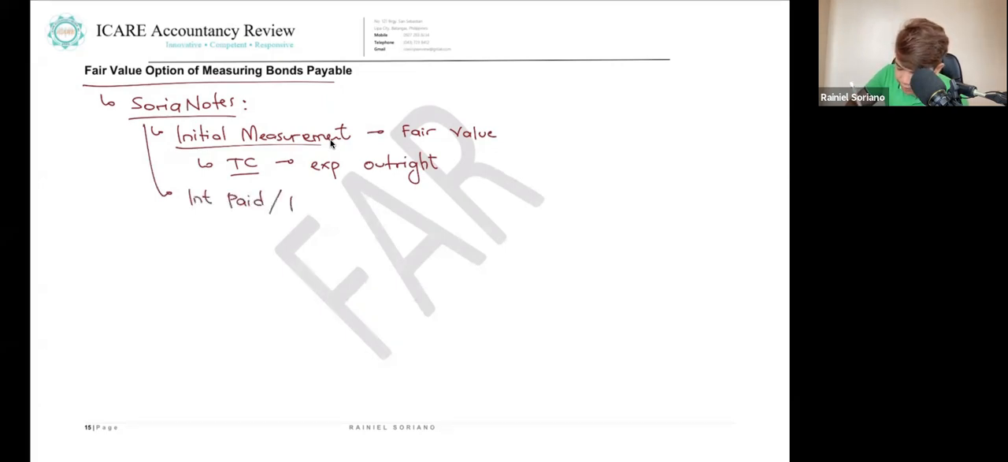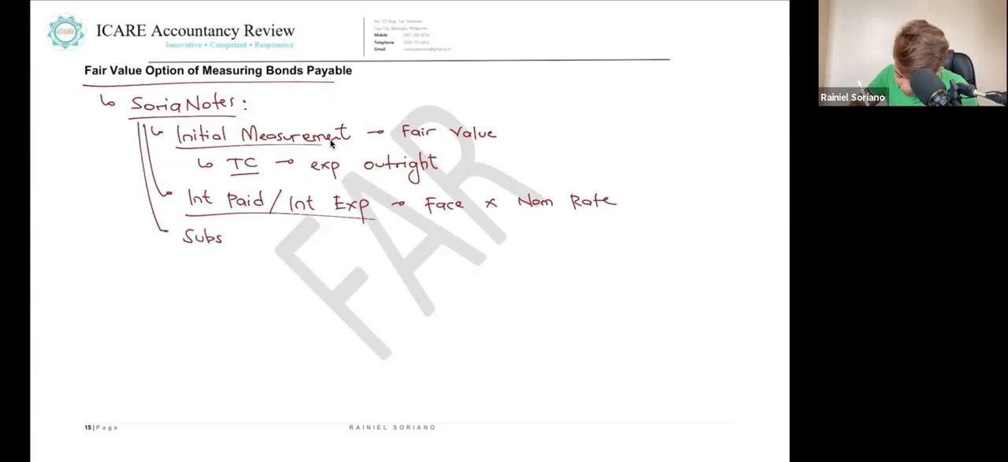For interest paid and interest expense, when FVPL, the computation is the same. How to compute this? This is just equal to the face amount times the nominal rate. It's the same as the FVPL we computed earlier. Now, let's go to the subsequent measurement.